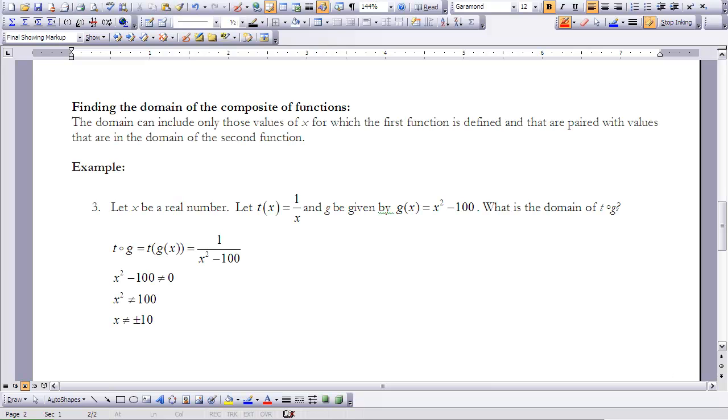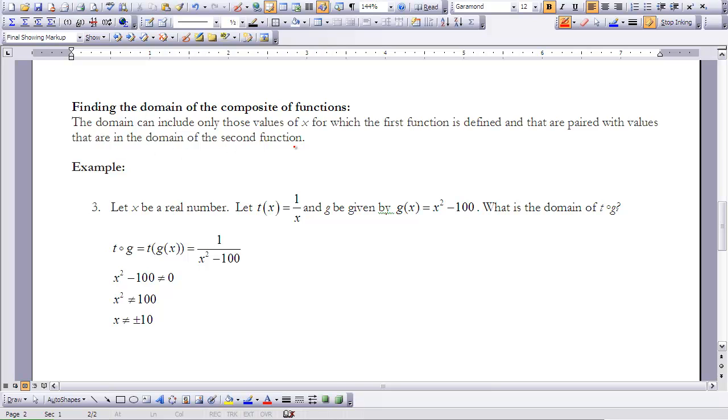Throughout this course we've been studying functions, and we've been looking at the domain of all of our functions. So let's explore the domain of composite functions. The domain can include only those values of x for which the first function is defined and that are paired with the values that are in the domain of the second function.